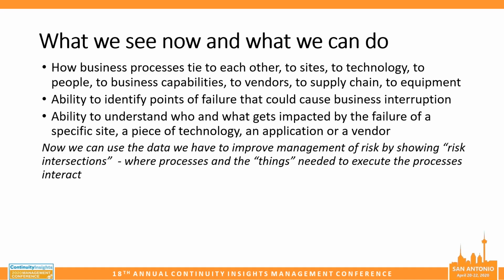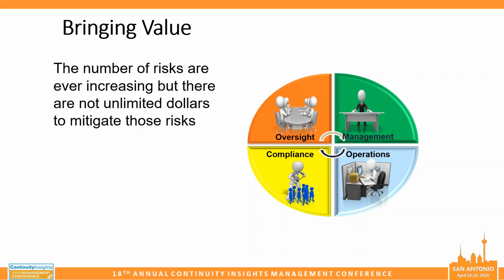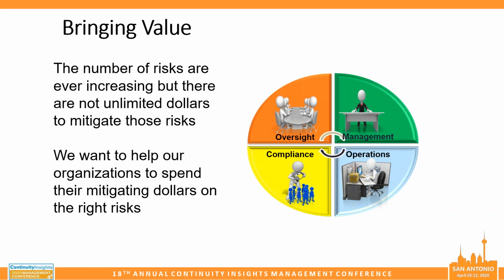And we can use that data we have to improve the management of risk by showing those risk intersections where the processes that we have and the capabilities that we have and the things we need to make those processes work. We can show those intersections so we can understand how things might break and so how we might put them back together again. So we're bringing value. That's what you need to continue to bring value to your organization. The number of risks that we see out there across the landscape are ever increasing, but there are not unlimited dollars to mitigate those risks. So we want to help our organizations to spend their mitigating dollars on the right risks.